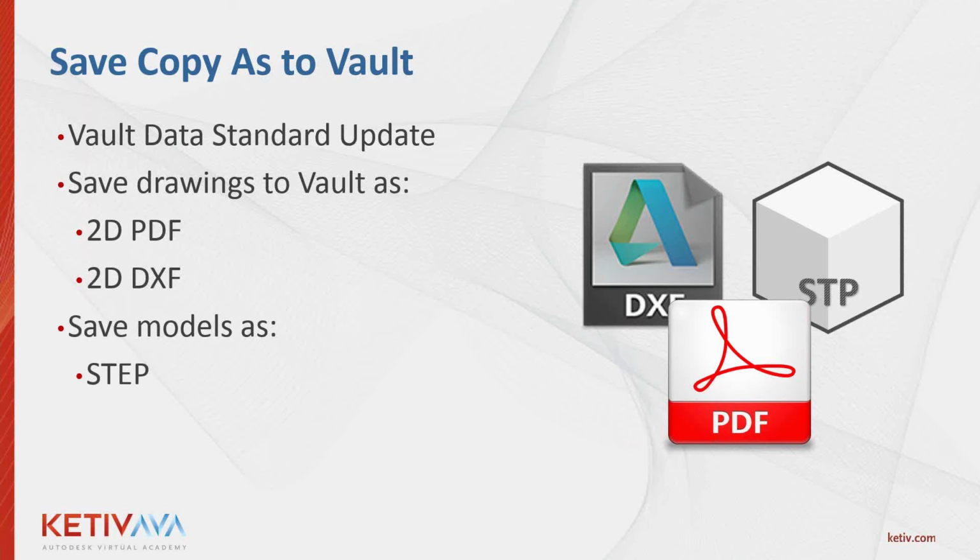But for 2017, through Data Standard, we can do a save copy as and select one of these formats to save that file directly into Vault. So be it a 2D PDF or DXF, or for 3D models, we can have a STEP file. So a nice simple way to have some standard formats saved into Vault directly.